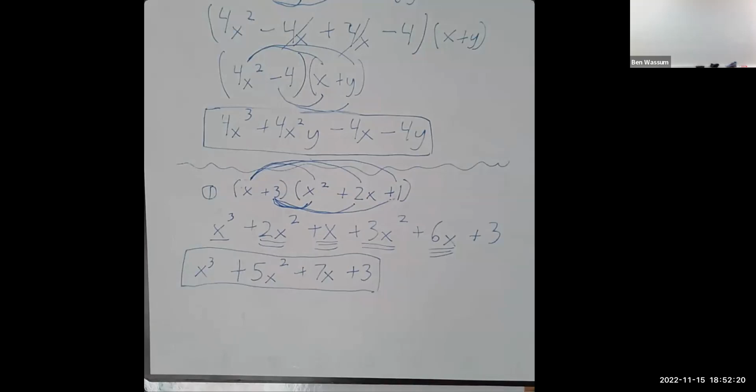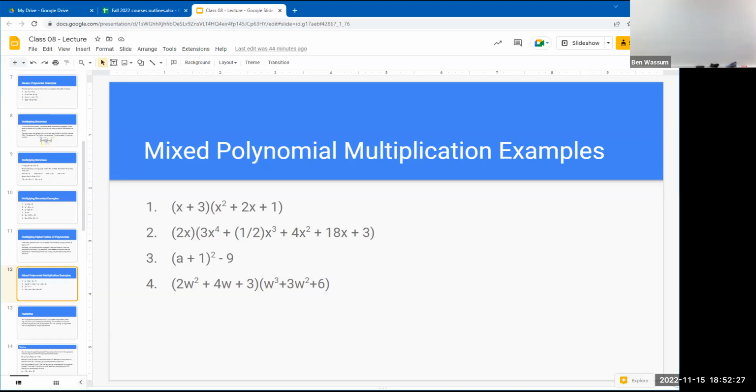Now I got a huge thing, but it's not bad. Just gonna copy it over here. Number 2, and it's a 2x multiplied onto 3x to the 4th plus 1/2 x cubed plus 4x squared plus 18x plus 3.